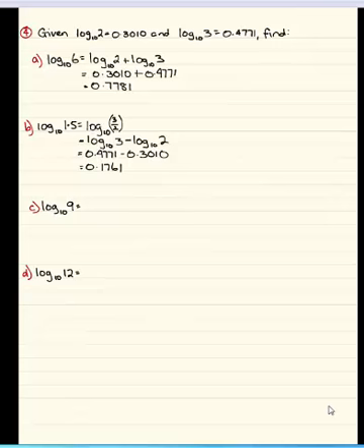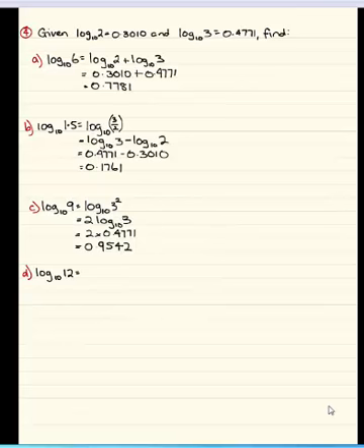Log base 10 of 9. So how can I get 9 out of 2 or 3? Well, log base 10 of 9 is the same as log base 10 of 3 squared. Okay, but we know from our log law that that is equal to 2 log base 10 of 3. Well, that equals 2 times, what did we say 3 was? 0.4771. So what is that going to be equal to? 0.9542. I'm hoping. I'm doing that off the top of my head.